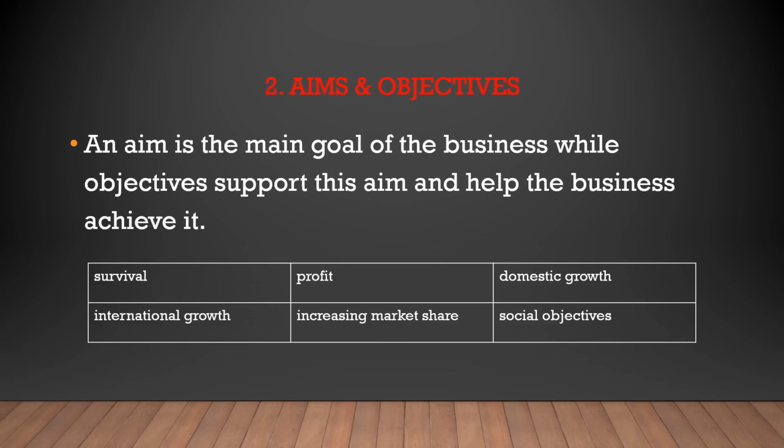And that's why I think number 2, aims and objectives, is an important topic. Now remember, an aim is the main goal of the business, while objectives support this aim and help the business achieve it. Some examples: survival, profit, domestic growth, international growth, increase in market share, and social objectives.